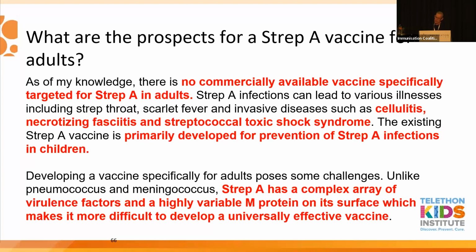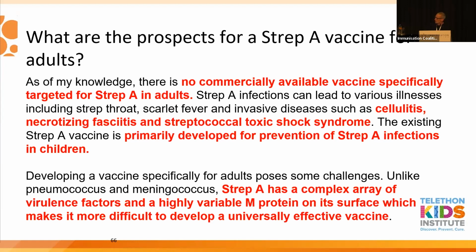So in preparation for this talk, I did what every solid researcher does, and I asked ChatGPT. I asked it, what are the prospects for a Strep A vaccine in adults? And this is what it came back at me with. As often we find with ChatGPT, it's informative, but it lacks insight. What it highlights is that there's currently no vaccine for Strep A in adults, most of the vaccine efforts are focused on children, and that Strep A causes a wide variety of different disease presentations.